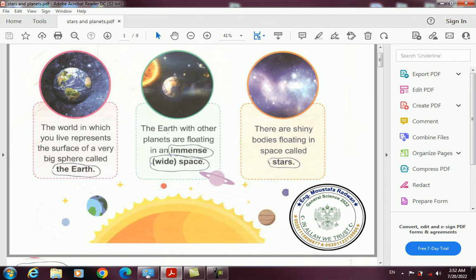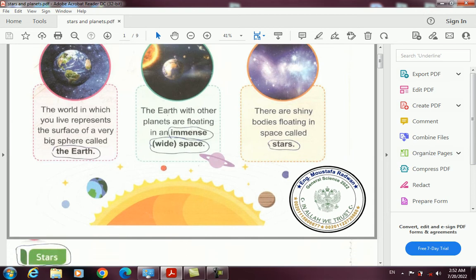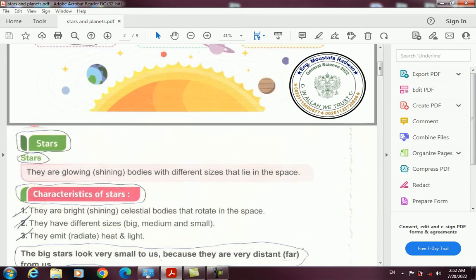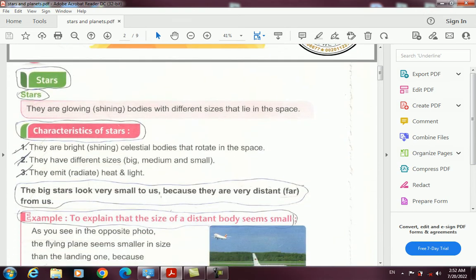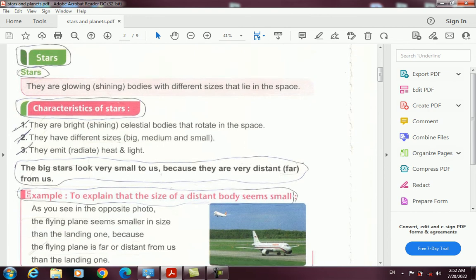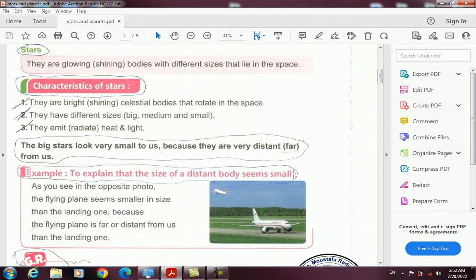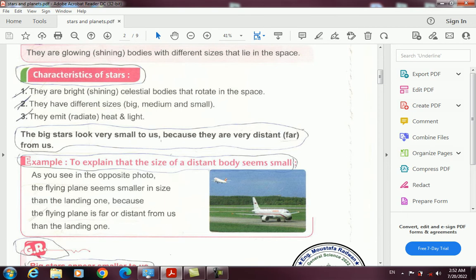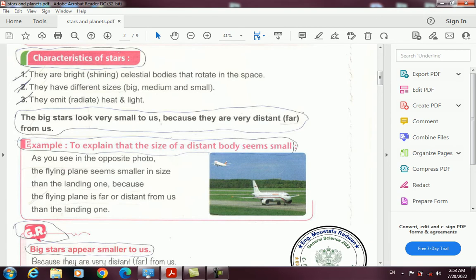So we'll basically talk about the definitions of the stars and the planets. Let's start with stars. What are stars? Stars are glowing or shining bodies with different sizes that lie in space. This is the definition of stars. Now, what characterizes the stars? How can we say that this thing in front of us is a star? There are some characteristics of stars.